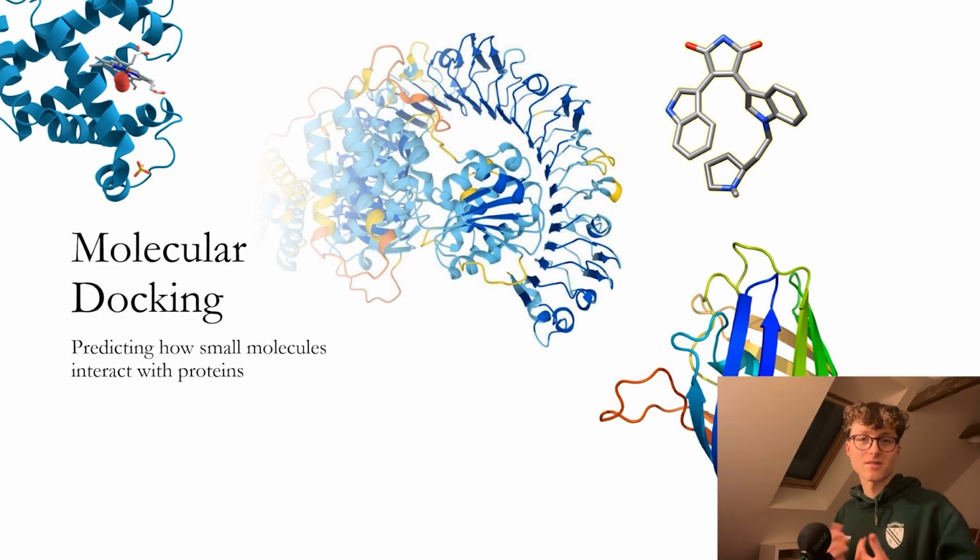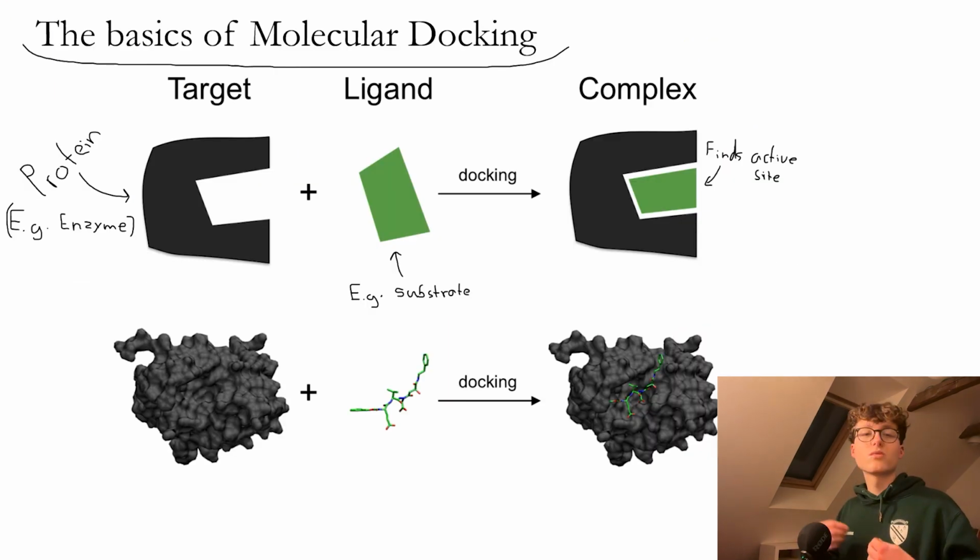So molecular docking. It is essentially just predicting how small molecules interact with proteins. We call these small molecules ligands, and we call the protein the target or the receptor often. So what you will encounter in the basics of molecular docking, it essentially consists of your target, as I said, the protein, which could be an enzyme, and the ligand, which could be our substrate. And let's say we run a docking simulation using an enzyme and its native substrate. Well, what's going to happen is that you're going to be finding the active site of the enzyme.